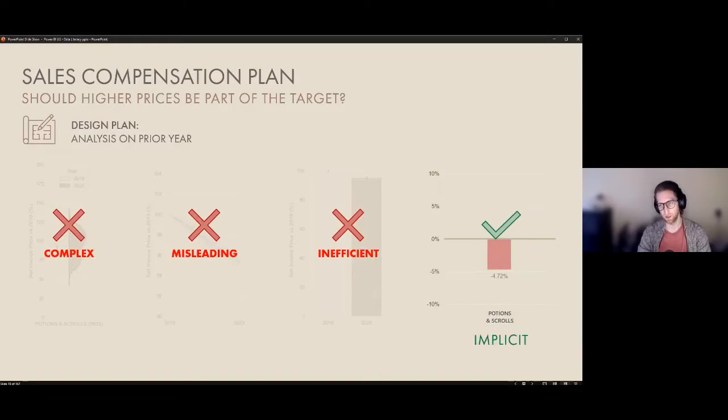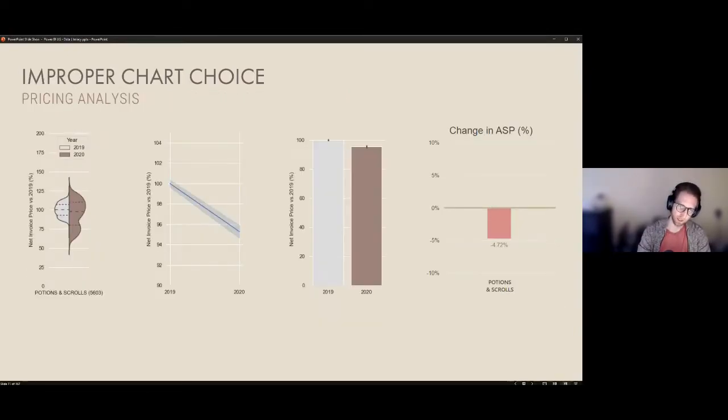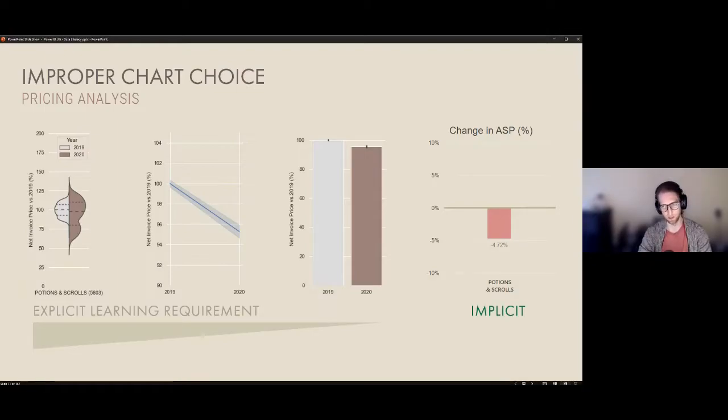If we look at this information, we have all the information implicitly in order to understand what this chart is saying to us. Potions of Scrolls have decreased in price by about 4.7% versus last year. The reality is, however, that the other charts have an increasing explicit learning requirement, something which wasn't acknowledged or addressed by Stonk when they shared those results with the project team. They just threw a graph at them, didn't offer any explanation, any kind of training, any kind of context. So of course, without that explicit knowledge, they aren't able to draw many conclusions from it.